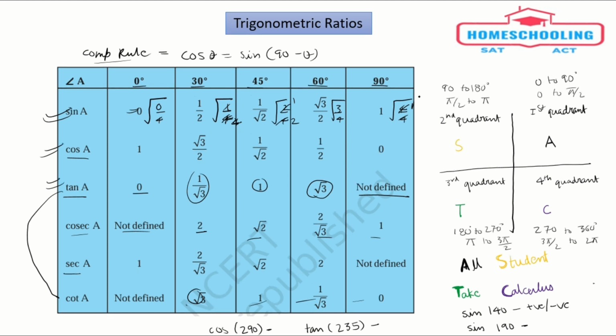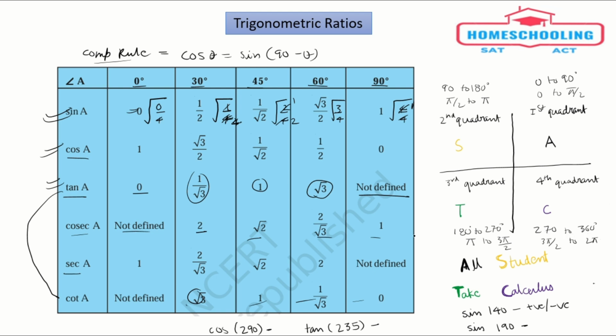Now we are going to learn about various trigonometric ratios and whether their values are positive or negative in various quadrants. This is your first quadrant, 0 to 90 degrees, or in radians 0 to pi by 2. Then this is your second quadrant, from 90 to 180 degrees, or pi by 2 to pi in radians. This is your third quadrant, 180 to 270 degrees, or pi to 3 pi by 2 in radians. And this is your fourth quadrant, from 270 to 360 degrees.